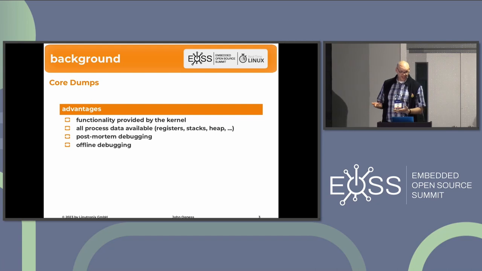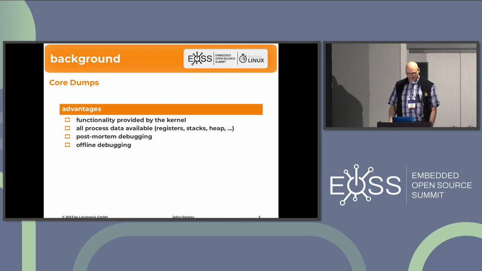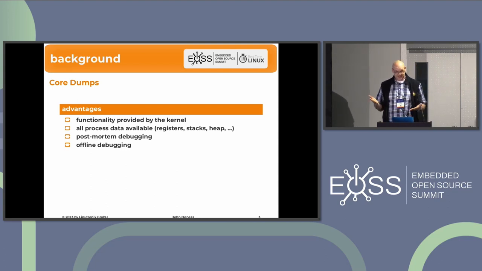These core dumps, by the way, are in the ELF format, so it's very easy for tools like GDB to find out where the stacks are, where the library linkings are, and all of those things. It's because they're ELF files, these core dump files. The advantage of core dumps is that the kernel has it, right? So you don't need any special tools in user space, anything that you have to specially turn on. It's just a part of the kernel. You have everything, right? All of the stacks, the registers, everything you could possibly need as an application developer is in that core dump.